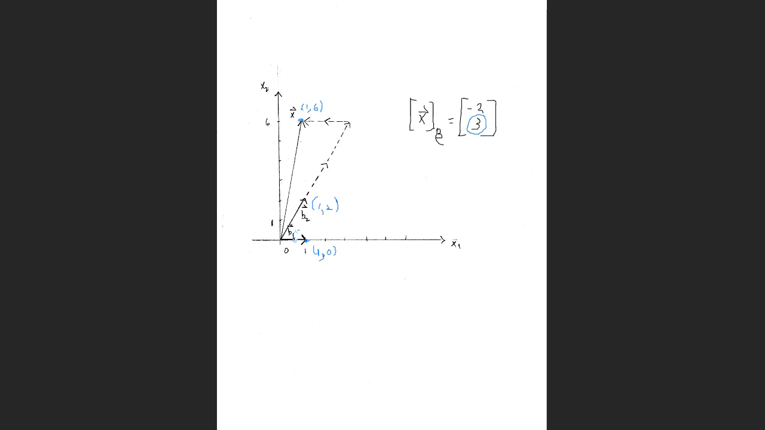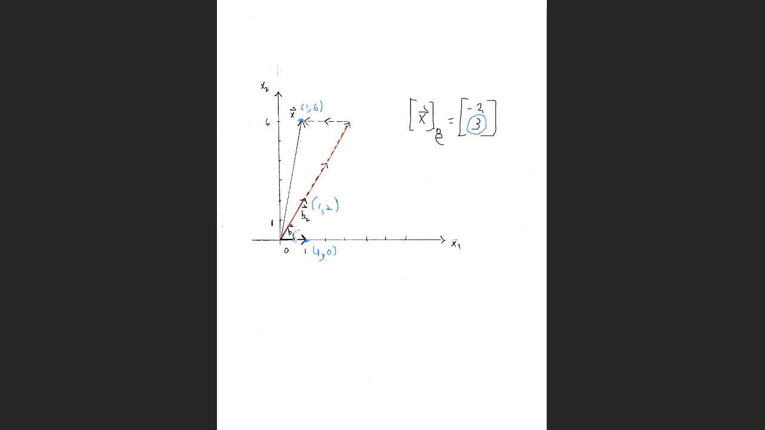Okay, so the B2 vector, we just use this thing here. Here's B2. Well, if we go out this far, that's 2 B2 units. And if we go out this far, now we're at 3 B2 units. But we're not at 1, 6 yet.